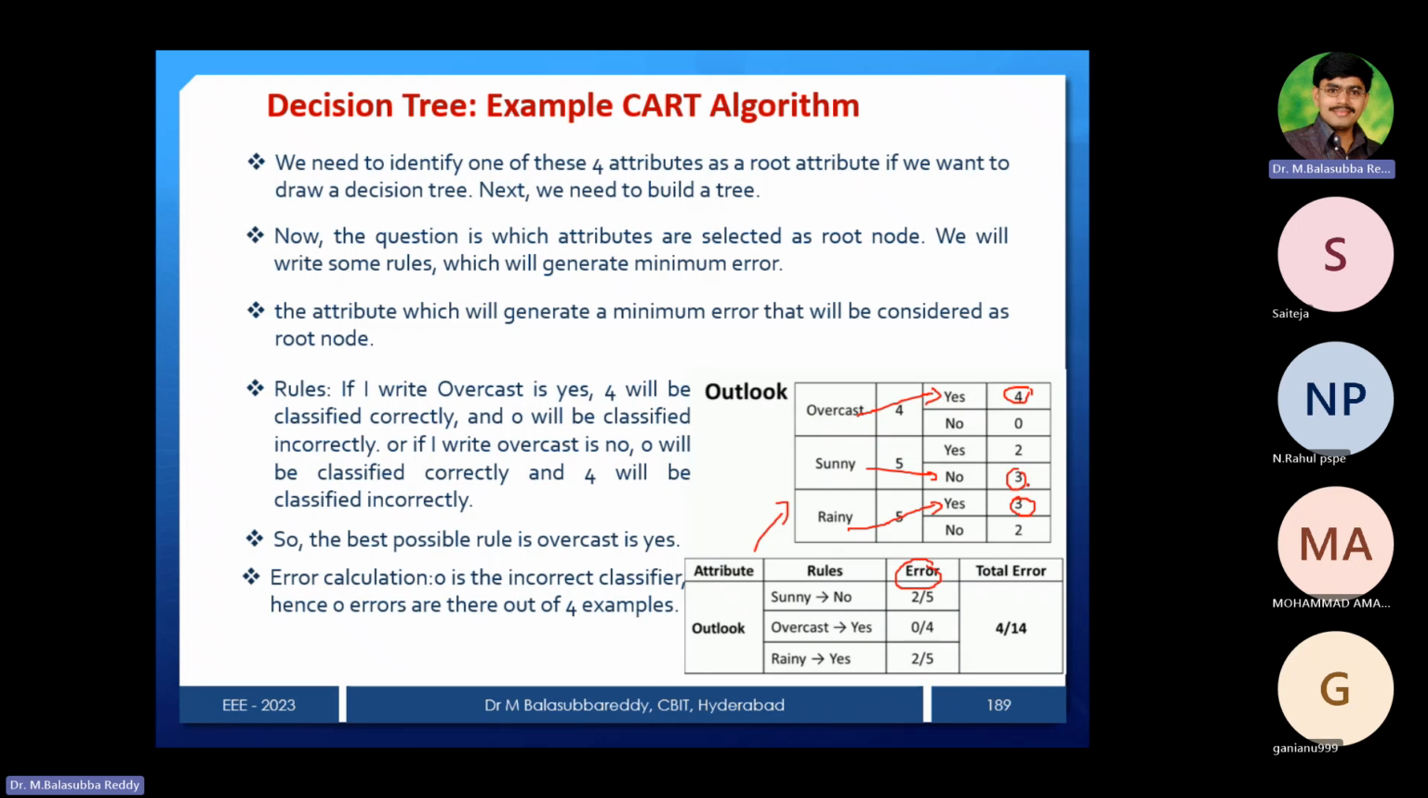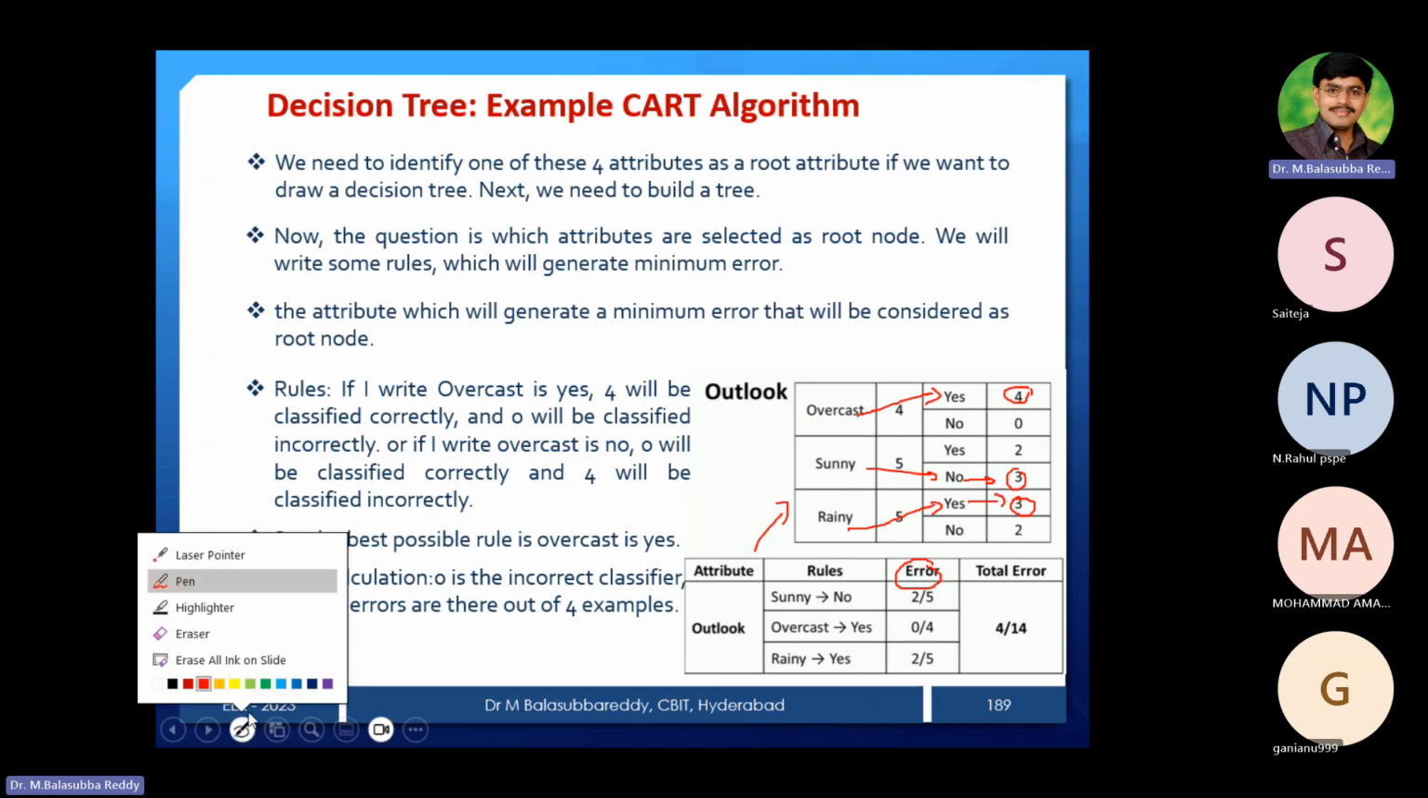Then here the highest count is 3. Therefore sunny is no, with 3 related to no. And then for rainy, 3 will be classified as yes and 2 will be incorrectly classified. That's why the rule is rainy is yes. So like that. Now, how to calculate the error?